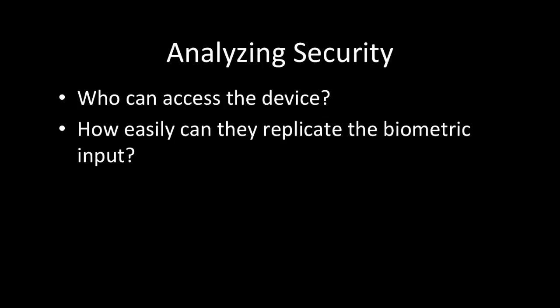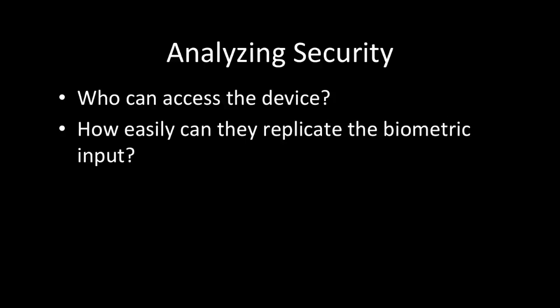We also want to look at how easily they can replicate the biometric input. You certainly see examples where people are able to trick thumbprint recognition systems with something like a 3D printed thumbprint. In some systems you can even do it with a photocopy of a person's thumbprint. But to do that, they need to get a copy of your thumbprint. That makes it difficult to replicate the biometric input, even though it may be easy to trick the biometric recognition system once you have the thumbprint replicated.